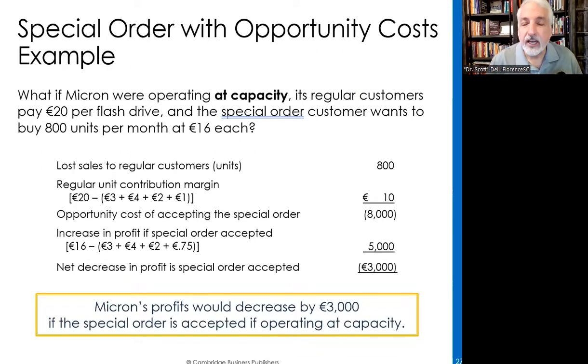How about opportunity costs? What happens if we have alternatives to use the equipment? So what happens? Regular customers pay 20 a flash drive and they want to buy 800 more. Well, if we can sell it for 20, why would we sell it for 16? So we might lose some sales to regular customers because we don't have the capacity to service them even though they wanted more. So we have an opportunity cost to worry about here too. Right. So in this case, the profits would decrease, depending on the opportunity costs associated with that.